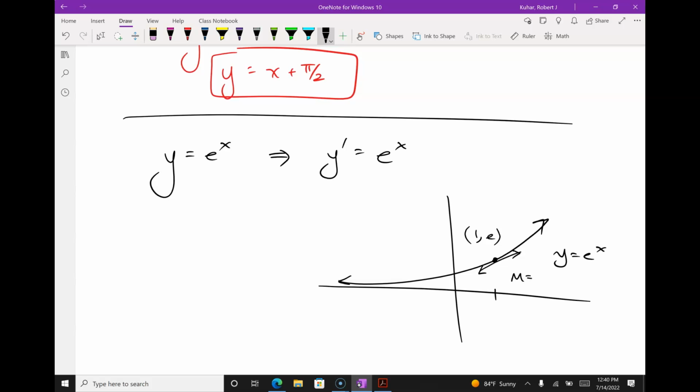The height of the function, at any point, is also the slope of the function at that point. The height and the slope are identical to each other. Pretty cool.